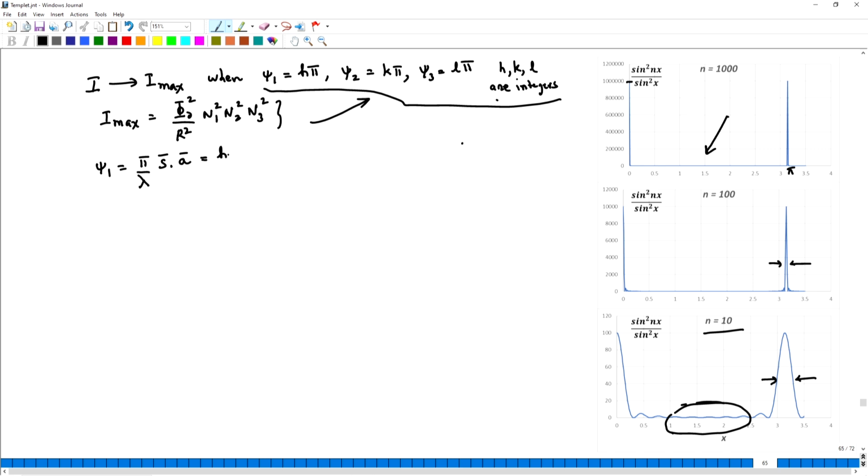and this would be equal to h pi. Psi 2 would be pi upon lambda S dot B, and this is equal to k pi, and psi 3 equals pi upon lambda S dot C, which is equal to L pi. Now, these are what we call as the Laue conditions.